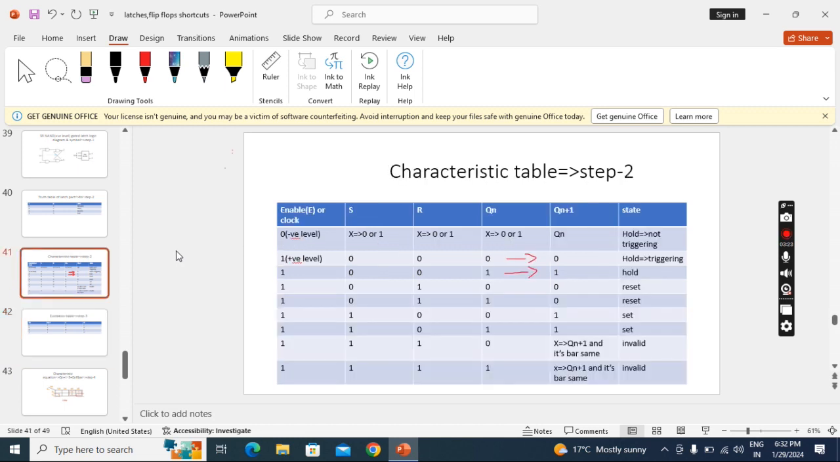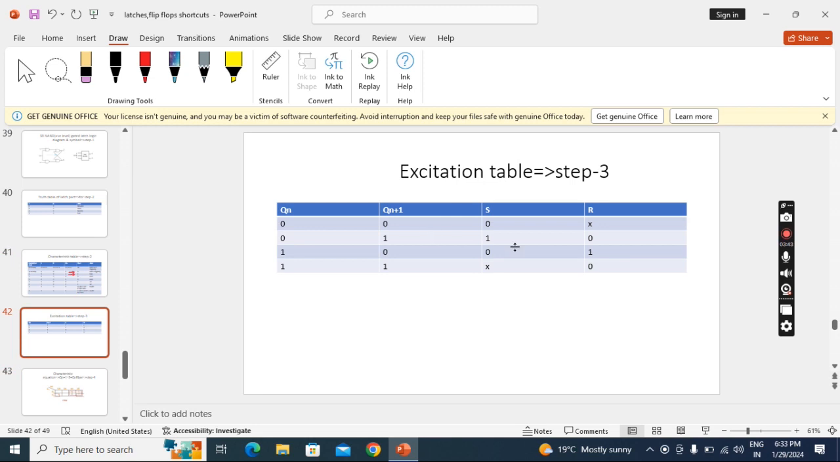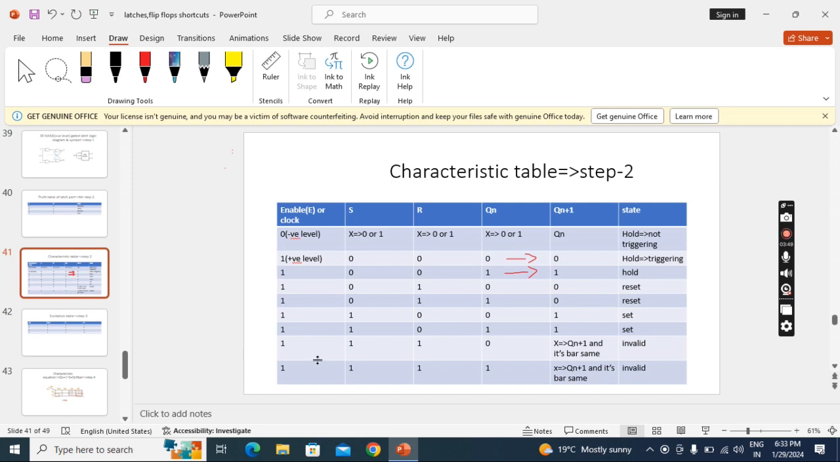Now we will see for 0 1. But 0 1 is there at one place only, whereas 0 0 is there at two places. That's why we compared. So for 0 1 we can simply write S1 R0. Next we'll see 1 0. Qn equal to 1 and n plus 1 equal to 0. For 1 0 we are getting S0 R1.